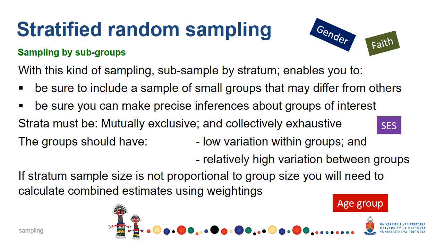It's also suitable when you've got a bigger variation between the groups than what you find within the groups. And strata can be anything. It can be gender, it can be faith, socioeconomic status, age group, and so on.